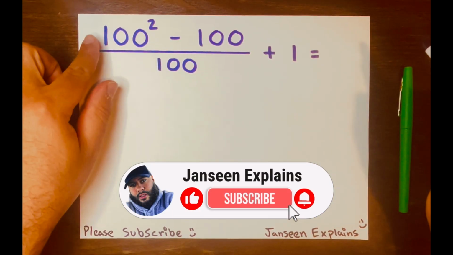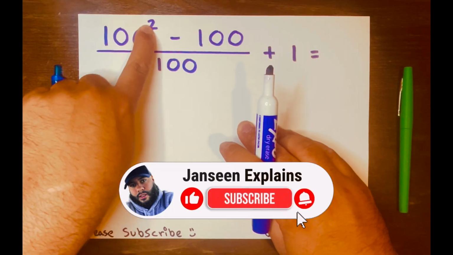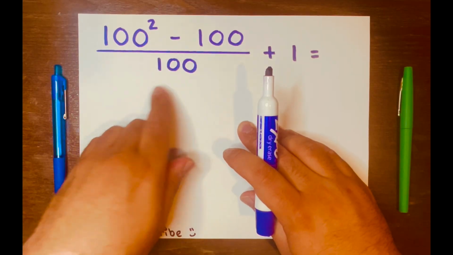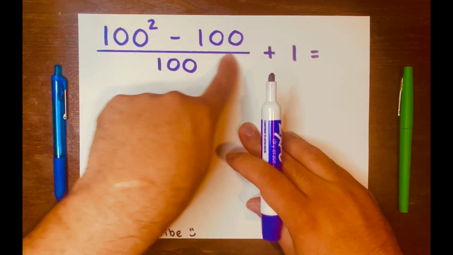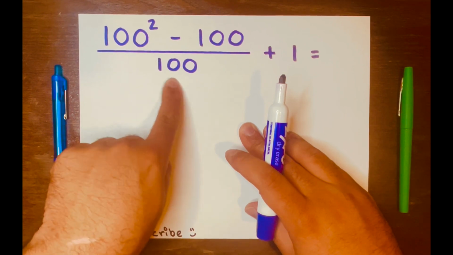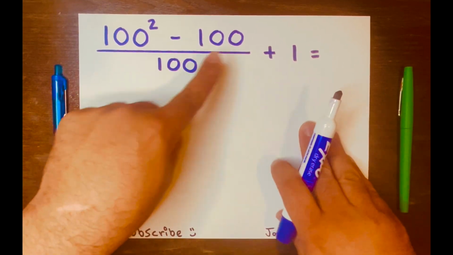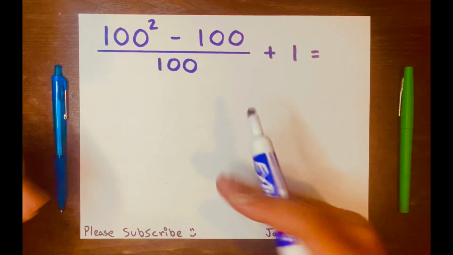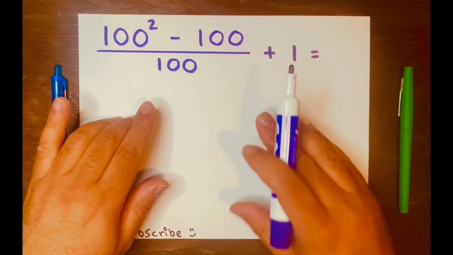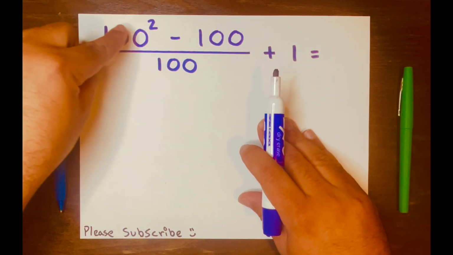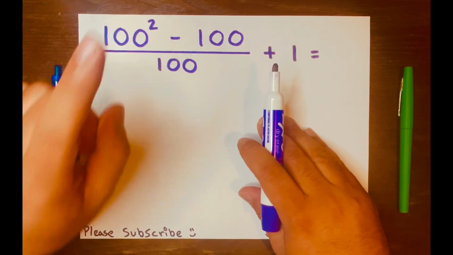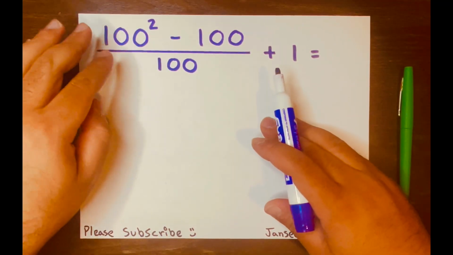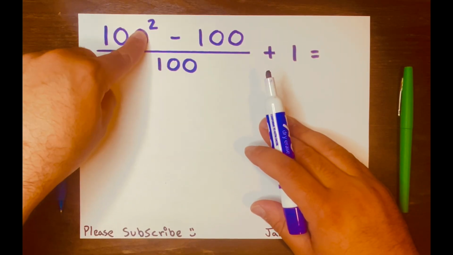We have 100 with an exponent 2, minus 100, and then a division bar, divided by 100, and then plus 1. I'm thinking of PEMDAS when I'm solving this problem. The first thing will be to solve the exponent. According to PEMDAS, you work with exponents first. There's no parentheses, so the next one is the exponent.